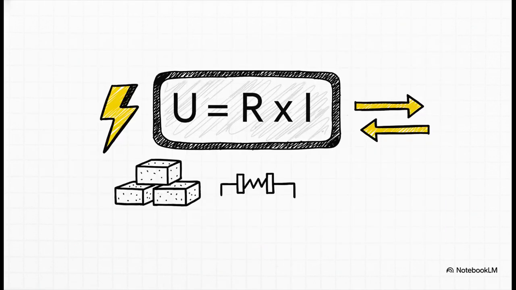And this is the math that makes it all work. Voltage equals resistance times current. U equals R times I. It's such a simple formula, but it is the absolute bedrock for figuring out what's happening in a circuit. So burn this one into your brain, because we're about to see it in action.